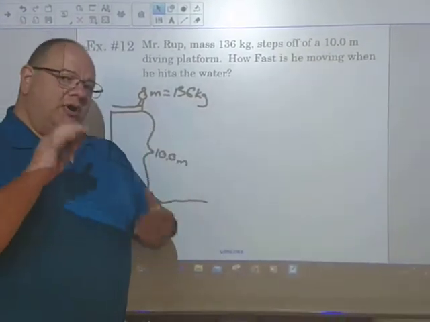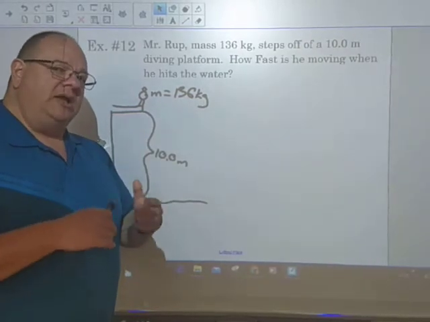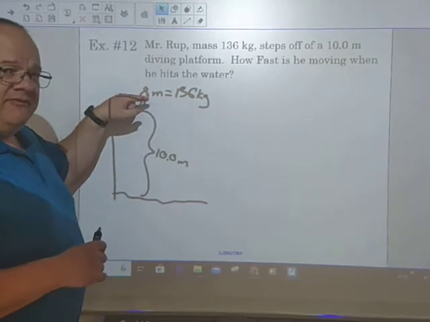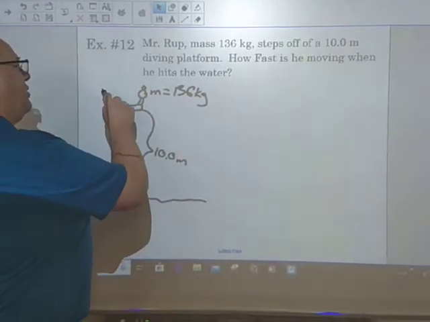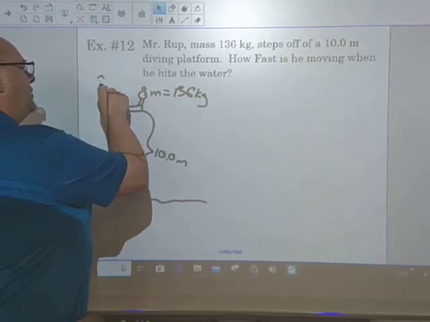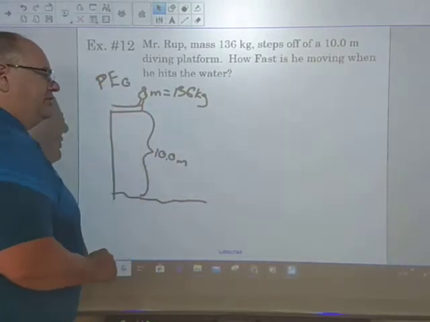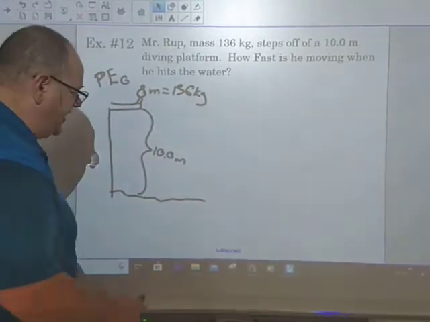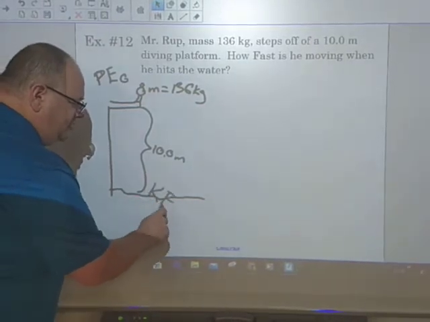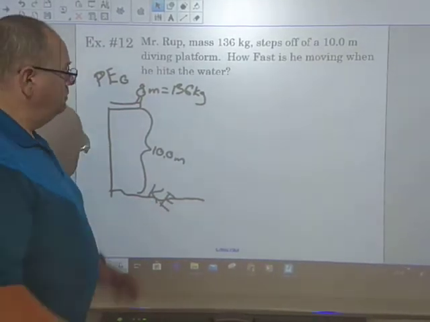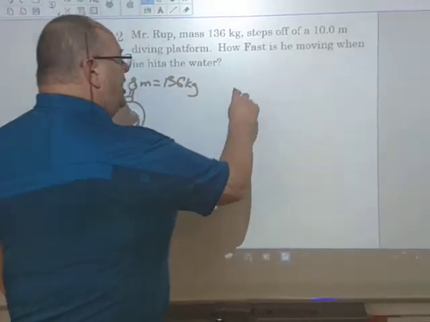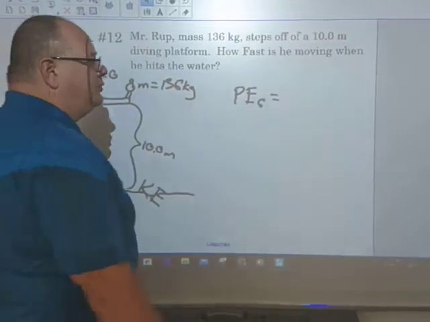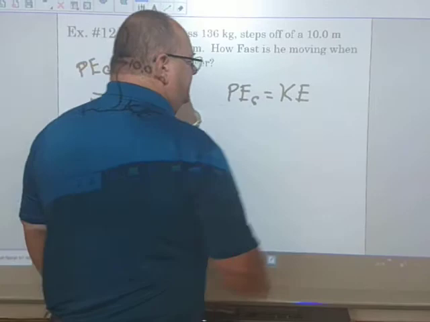So, here's where our physics skills come in. We have to recognize the different types of energy. When I look at this, I say, hey, I'm above the water, so I'm starting out with some gravitational potential energy. And as I fall, I'm going to be moving faster and faster. So down here is going to be my maximum kinetic energy. That's how I'm going to do this problem. What happens if all of my gravitational potential energy turns into kinetic energy?